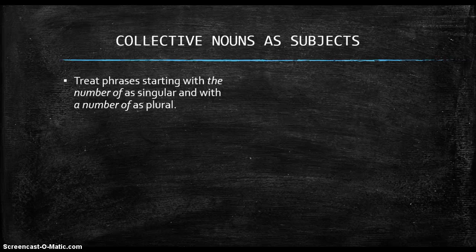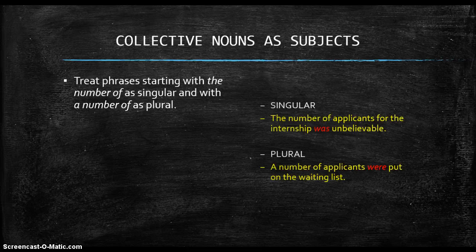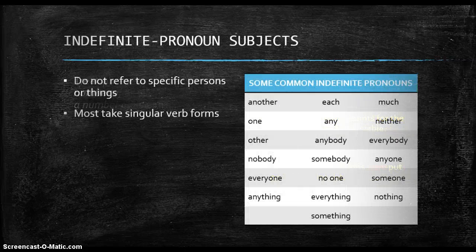When you have phrases starting with the number of, that is singular. When it says a number of, that's plural. Let's look at some examples. The number of applicants for the internship was unbelievable. Now here we have the number of, so it is singular. But in the next example, a number of applicants were put on the waiting list. This is plural. So it's important to know the difference between those.